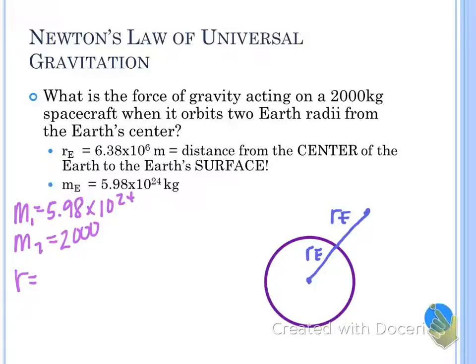So the radius is going to be 6.38 times 10 to the 6th meters times 2. Yeah, we'll square it when we plug it in. I'm going to leave it regular for right now, but yes.